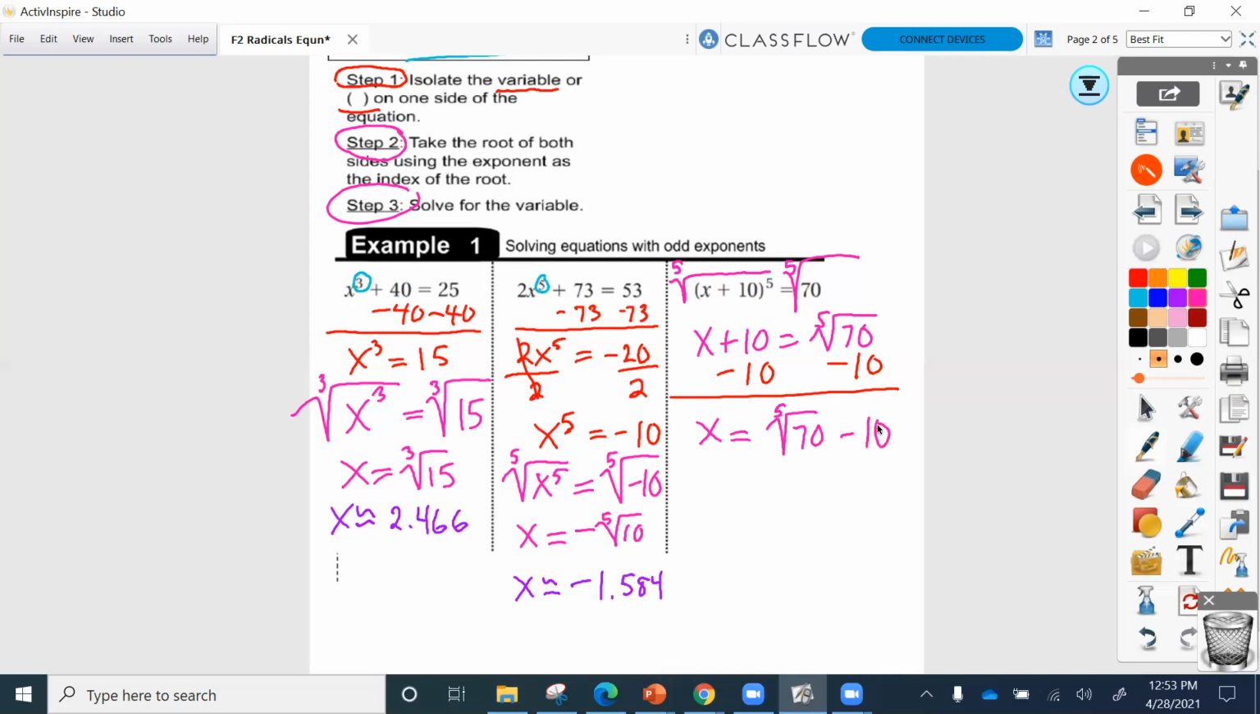But generally, how this is written is the number would come first. For some reason, some mathematicians said, we're more interested in that number than we are the fifth root of 70. If you want an approximation for that, x would be approximately equal to negative 7.66. And it's negative because 10 is more negative than the fifth root of 70. Remember, the fifth root of 70 is just some decimal approximated number.